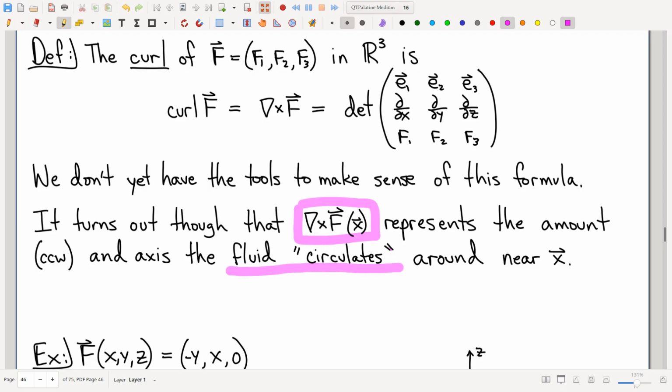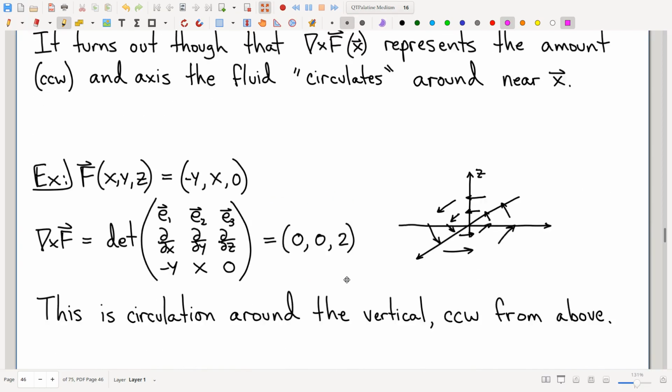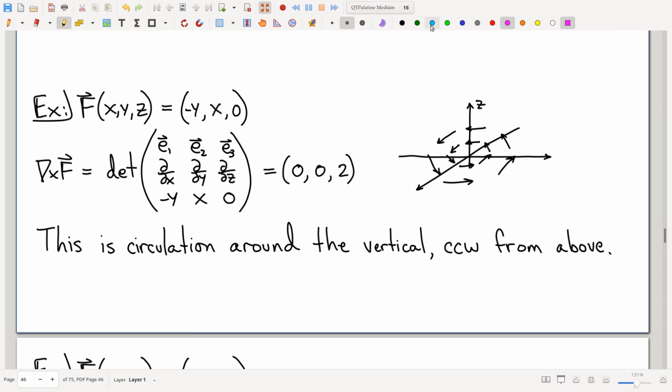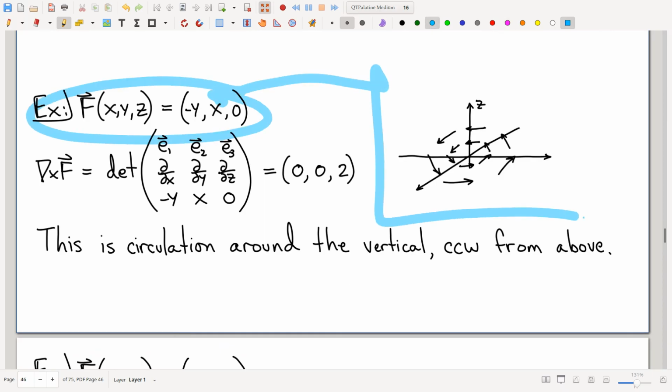And here's the awkward part of this. I am not quite prepared to tell you what that means, so I'm going to have to do a little hand waving. Roughly speaking, this says, to what extent is there a rotation happening in the fluid? We'll make all this more precise later on. So curl is a way of measuring a rotation of the fluid. So let's see an example. I think this will make more sense with the example.